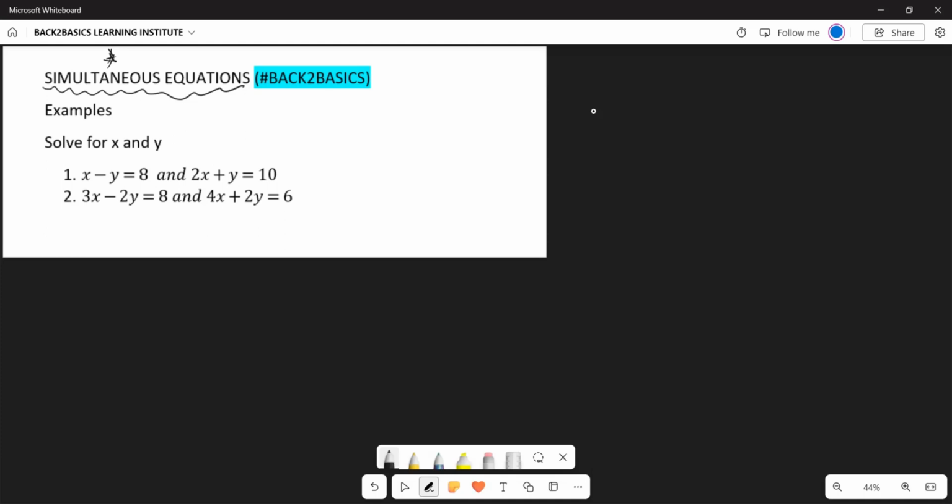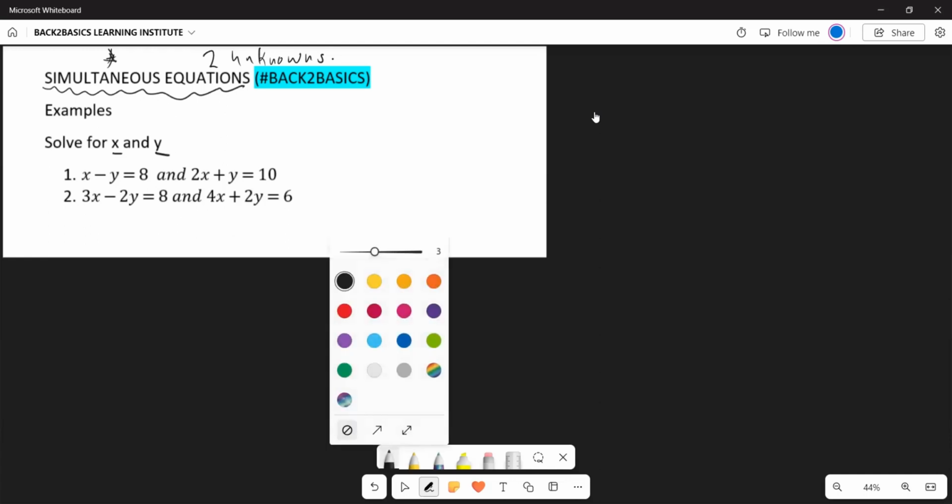So therefore we are going to be solving for two unknowns at the same time. As the question states, we are going to be solving for your x and also your y, right? So now let's start. Firstly, in order for you to solve your simultaneous equations, let's look at number one.